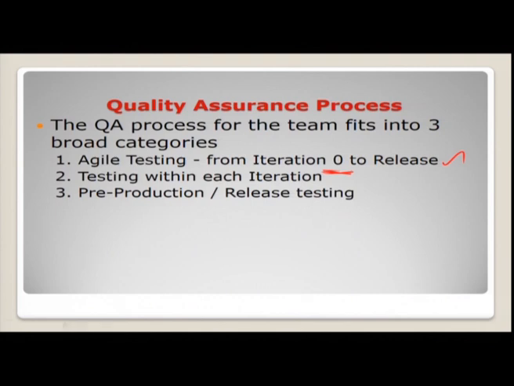Iteration 0 has the envisioning stage to the release. The testing within each iteration. Then you have the pre-production and you have the release testing. My dear viewers, it is a very important interview question as well as an examination question: what is the quality assurance process as far as Agile software development is concerned. The quality assurance process for the team fits into three broad categories. One is Agile testing, second one is testing within each iteration, third one is pre-production and or the release testing.